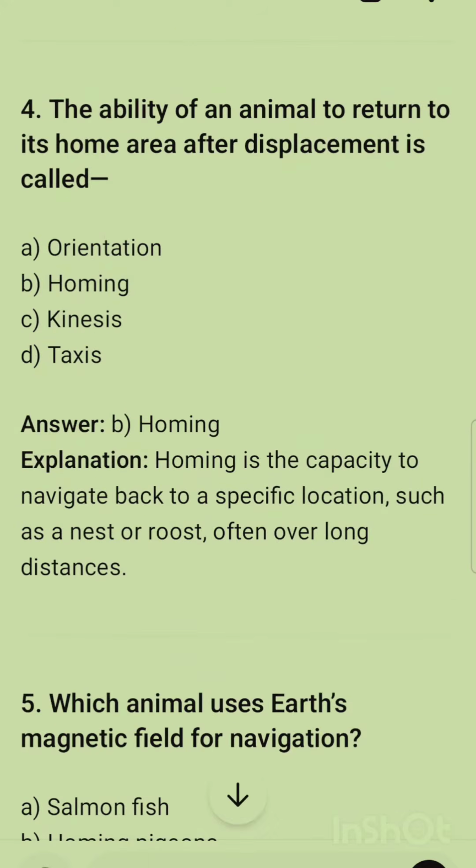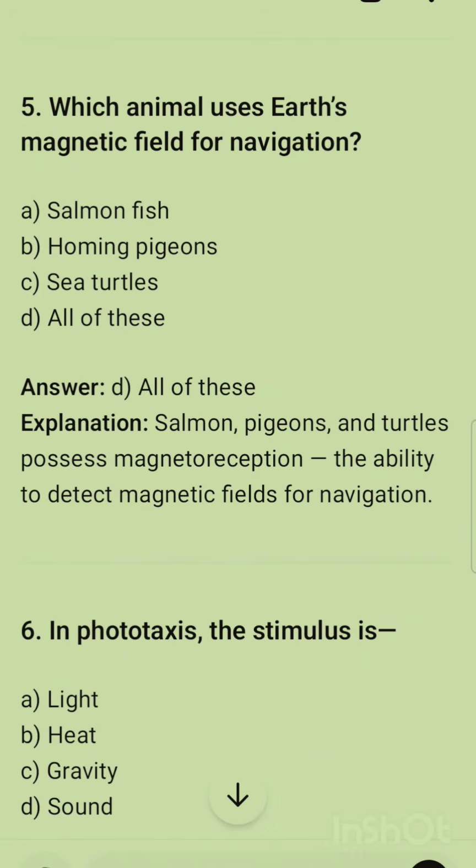The next question is the ability of an animal to return to its home area after displacement is called. It is called homing. Homing is the capacity to navigate back to a specific location, such as the nest or roost, after a long distance.